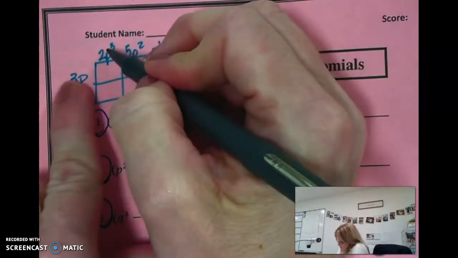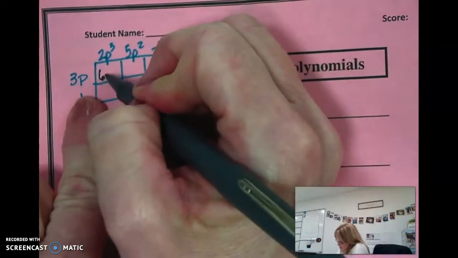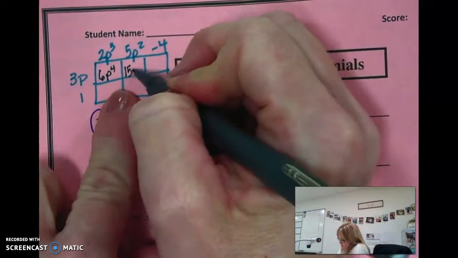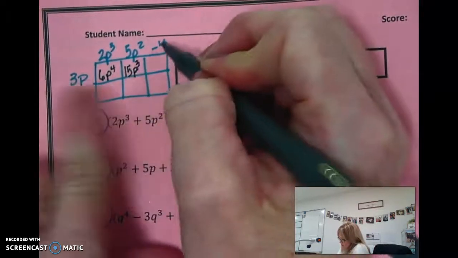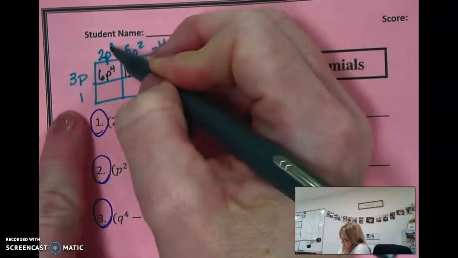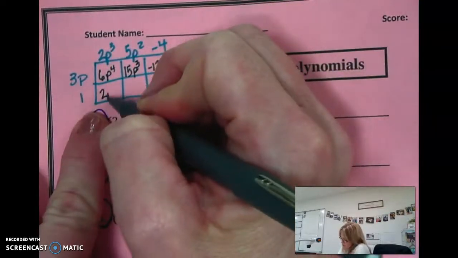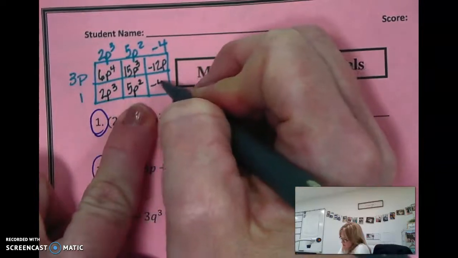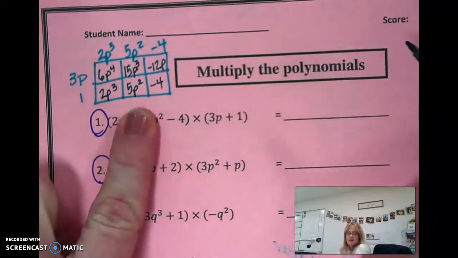When I multiply these two terms together, I get 6p to the 4th. When I multiply these together, I get 15p to the 3rd. And when I multiply these together, I get negative 12p. Multiply these together, 2p to the 3rd, 5p squared, and a negative 4. And now combine like terms.